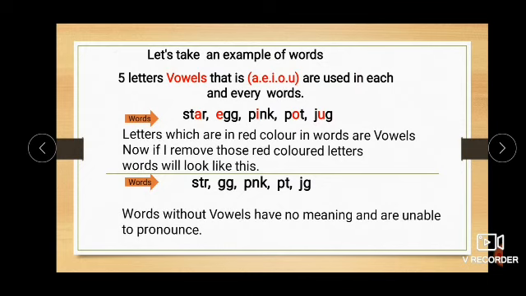Now for example, I have taken some words: STAR star, EGG egg, PINK pink, POT pot, J-U-G, jug. Letters which are in red color in the words are vowels. Now if I remove those red colored letters, words will look like this: STR, GG, PNK, PT, JG. Words without vowels have no meaning and are unable to pronounce.